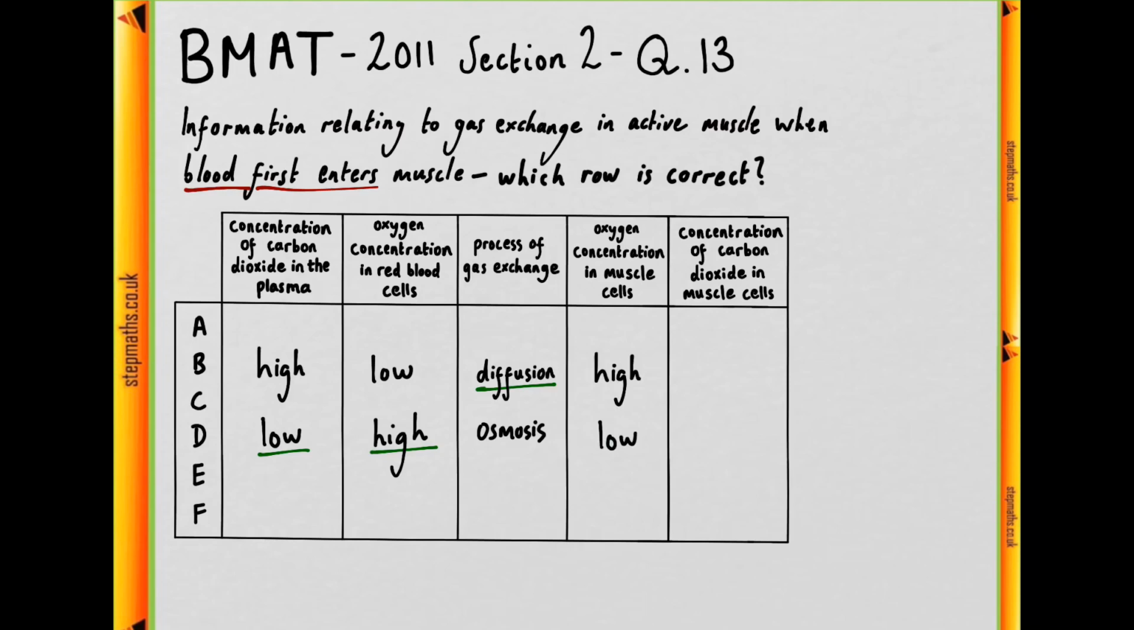Moving on to the oxygen concentration in muscle cells. Well, is this going to be high or low? It's going to be low, since it will be depleting its oxygen in aerobically respiring, and will need new oxygen from the red blood cells coming in, which will be high.